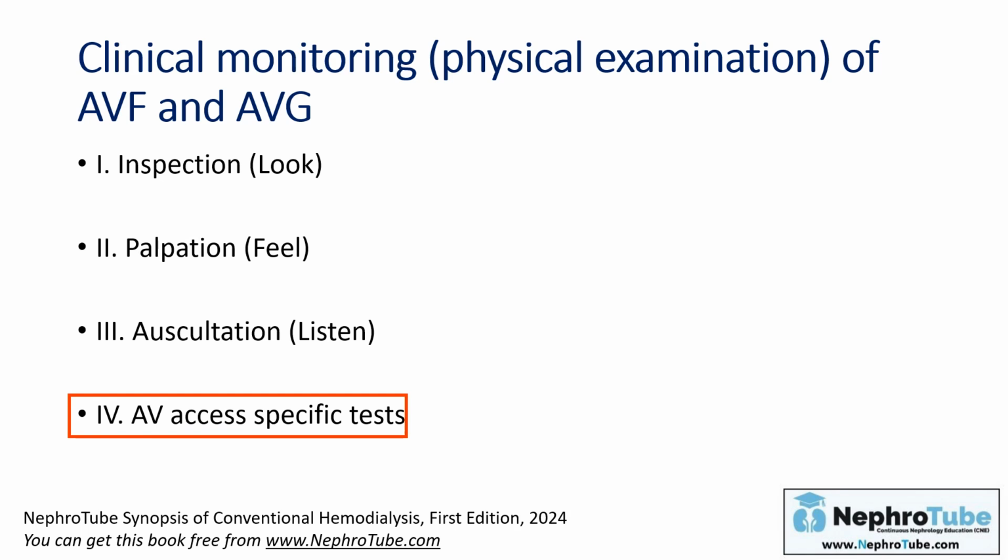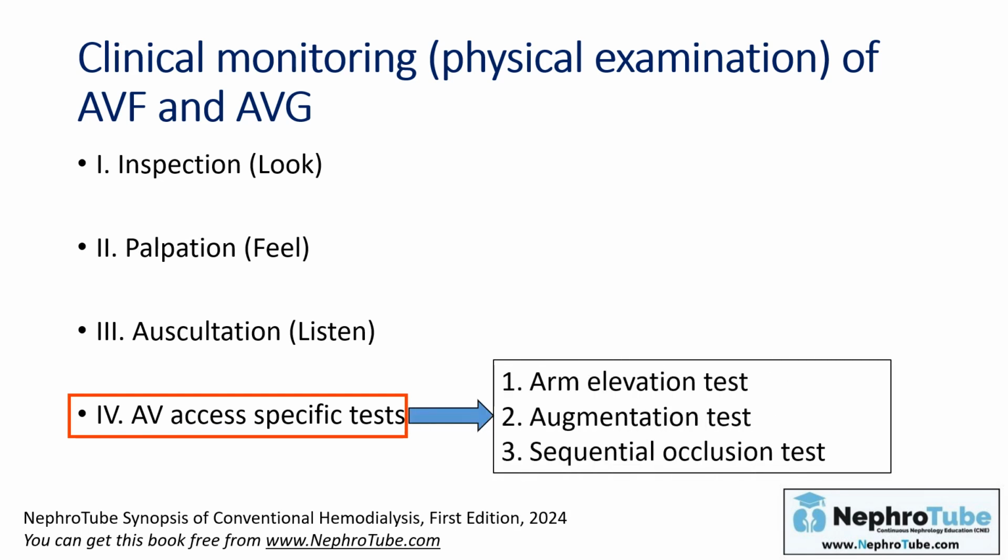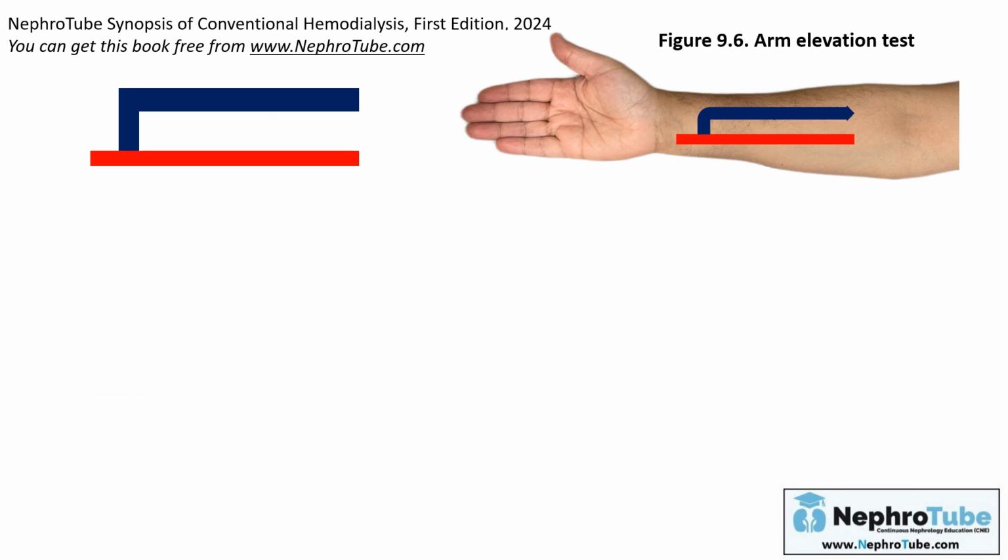Finally, we will go through AV access specific tests. We have 3 tests that we should do for patients with AV access. The first is the arm elevation test.